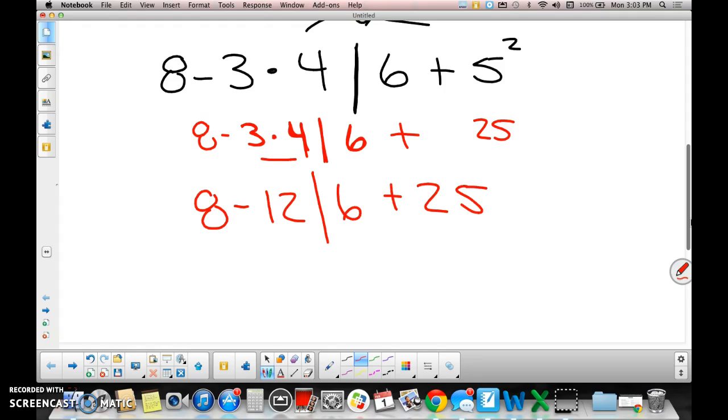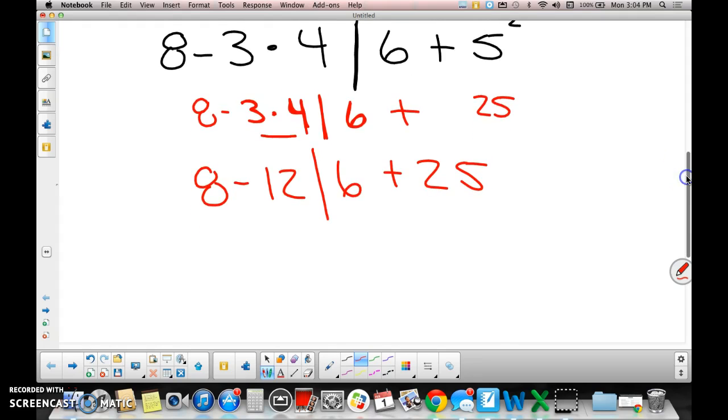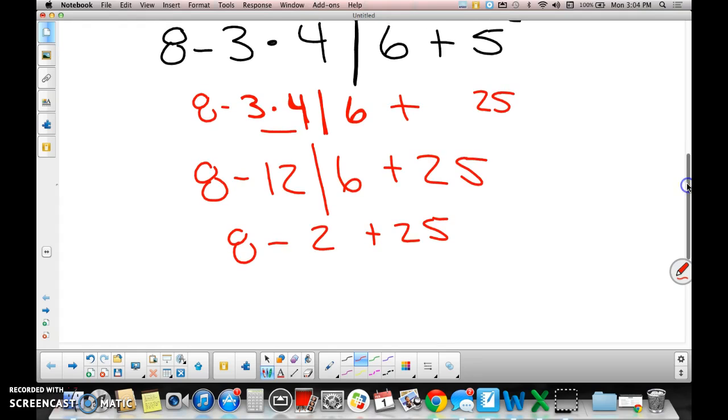Again, run through your order of operations, no parentheses, no exponents. There is no multiplication. There is division, so go ahead and solve your division problem. 12 divided by 6 is 2. Fill in the rest. We've got 8 minus 2 plus 25. Again, parentheses, exponent, multiplication, division, none of those exist. We're now to addition and subtraction. Subtraction comes before addition, so we're going to do 8 minus 2 first, which is 6. Rewrite plus 25. 6 plus 25 is 31.